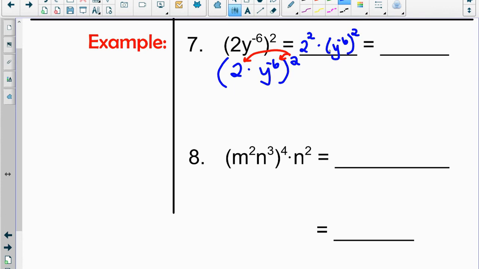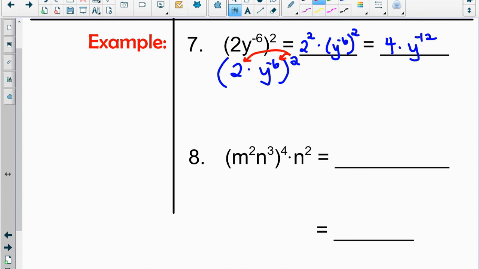Notice when I had something that was already a power and I'm raising it to another power, I use those parentheses to group that together to show that I'm only raising the y to the negative 6th power, again, to the 2nd power. So let's simplify even further. Well, 2 squared is just 4. And when I simplify the y's, I'm reminded that I should multiply my exponents. Negative 6 times 2 is negative 12. So it becomes 4 times y to the negative 12th power.